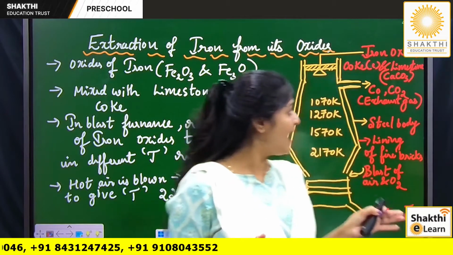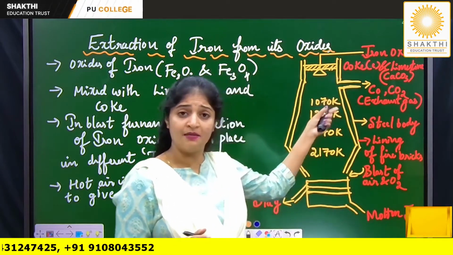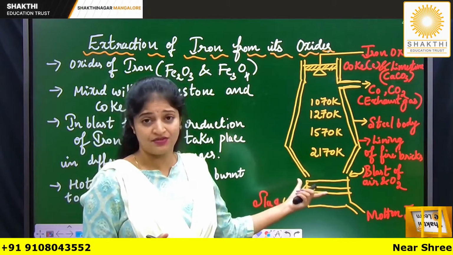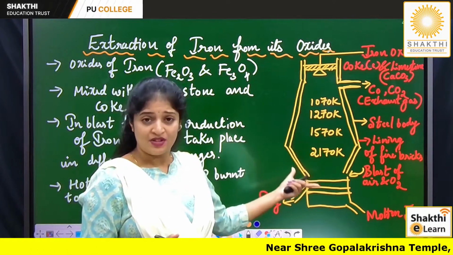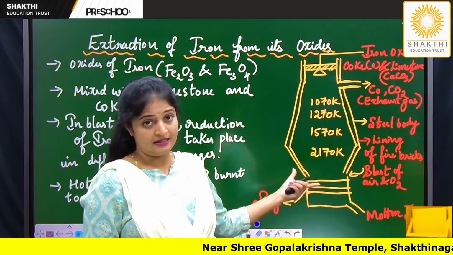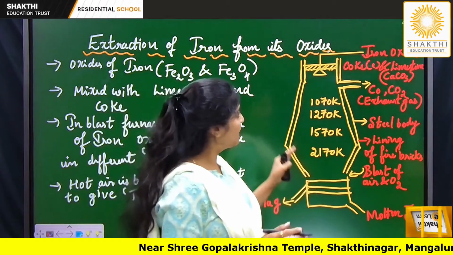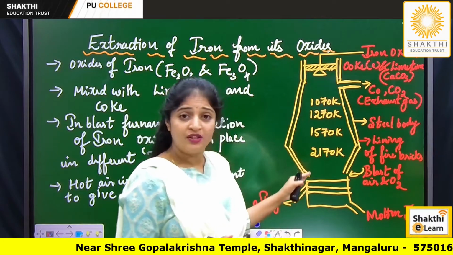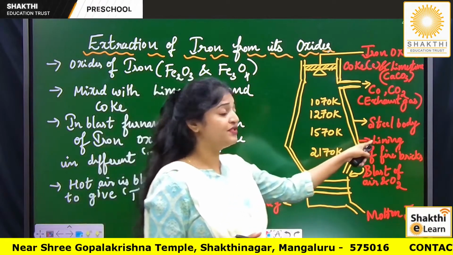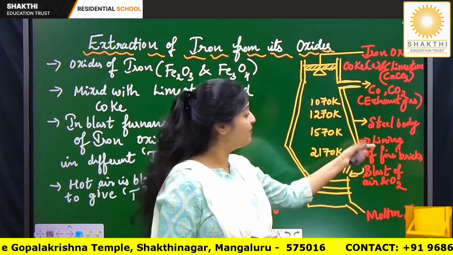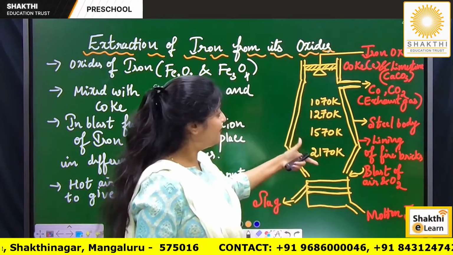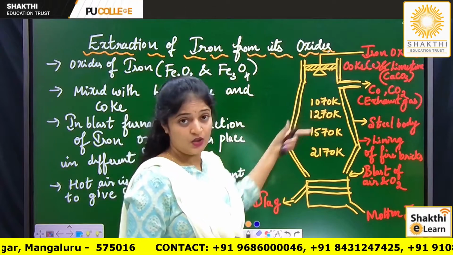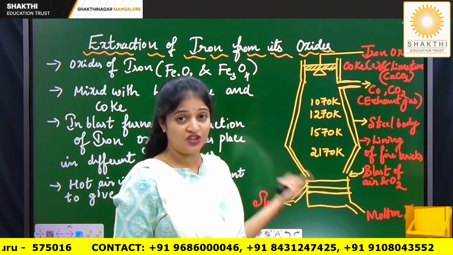So you can have a look here at the diagrammatic representation of the blast furnace. You can observe how the blast furnace is represented. Initially, you can observe the body of this furnace is made of steel. And then you can observe there is a different temperature gradient.